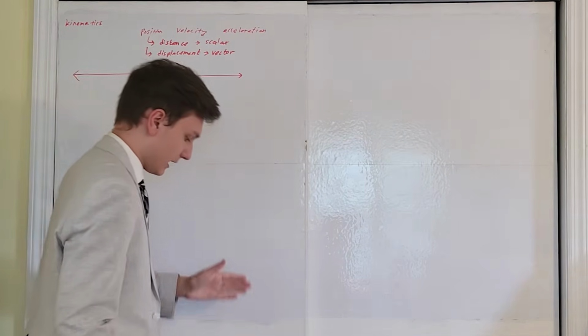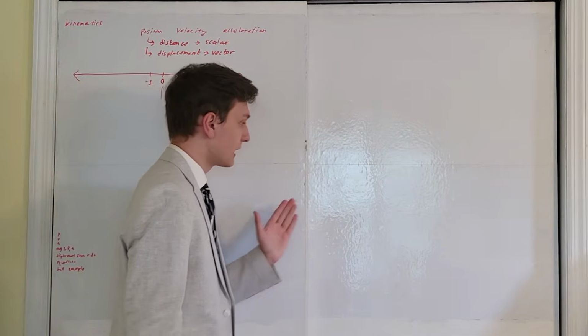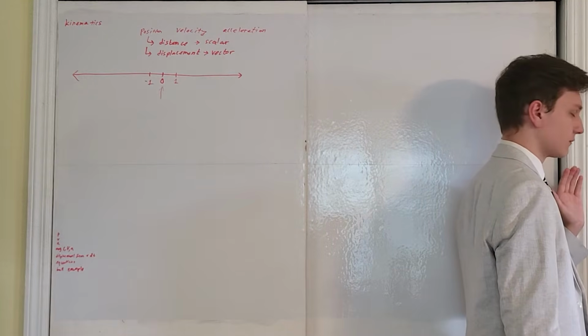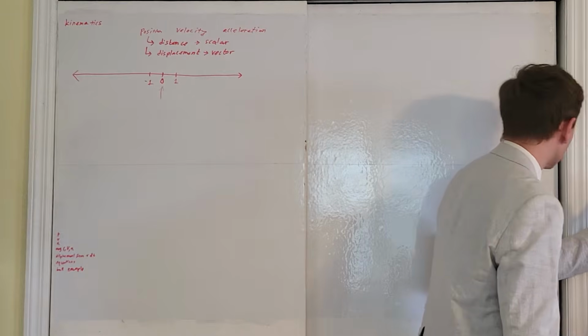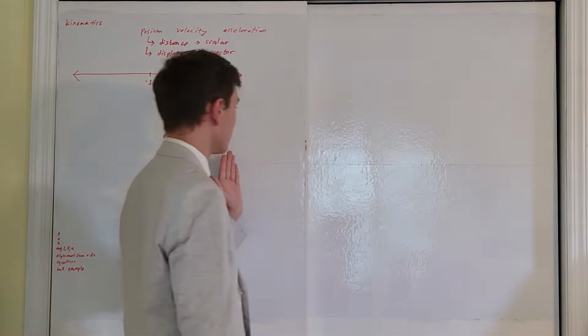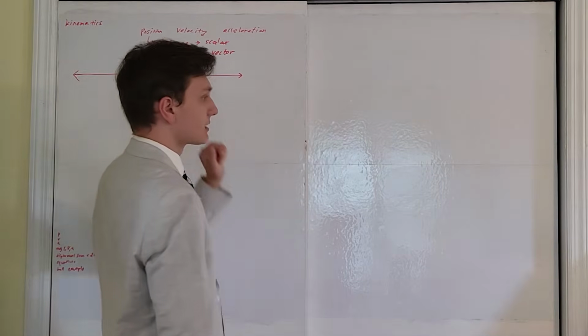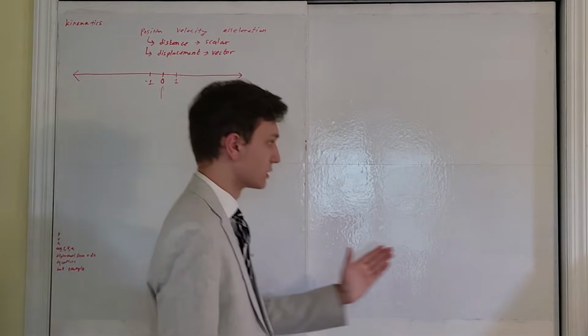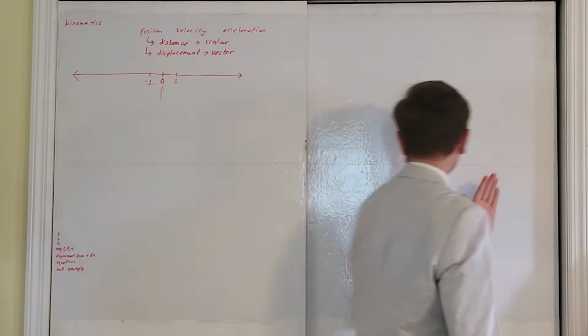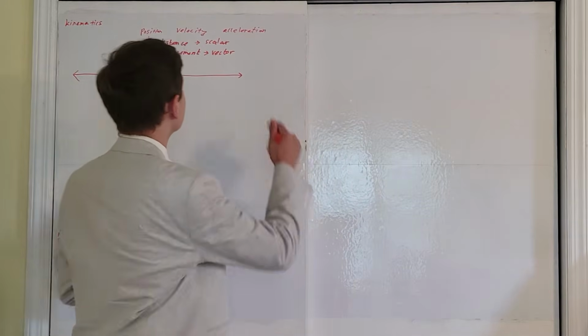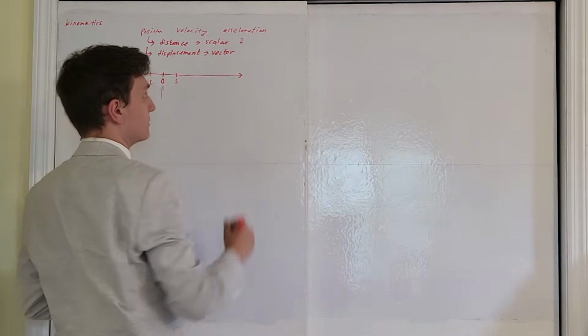If I were to travel from my position 0 to my position 1, over here, 1 meter forward, and then I were to travel back to my original position, position 0, the distance I would have traveled is 1 meter and then 1 meter. So I would have traveled a total of 2 meters. My distance in that case would have been 2 meters.